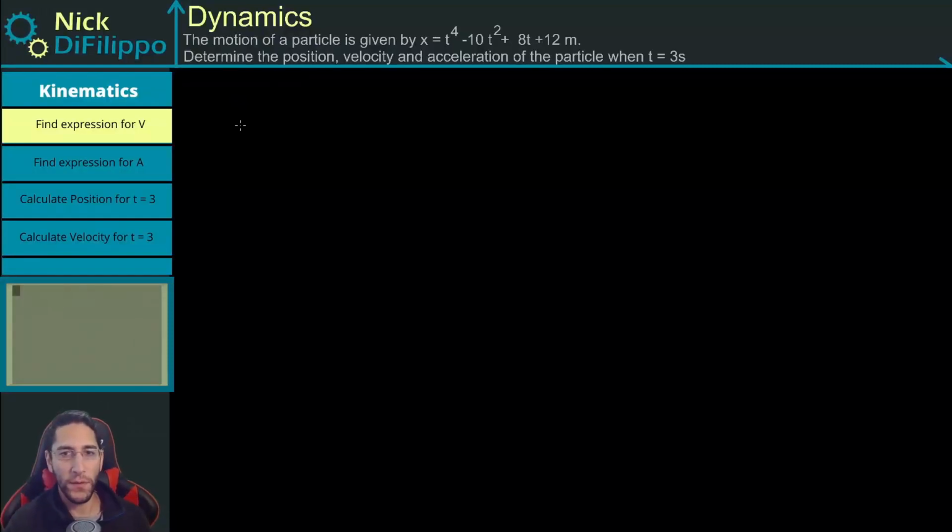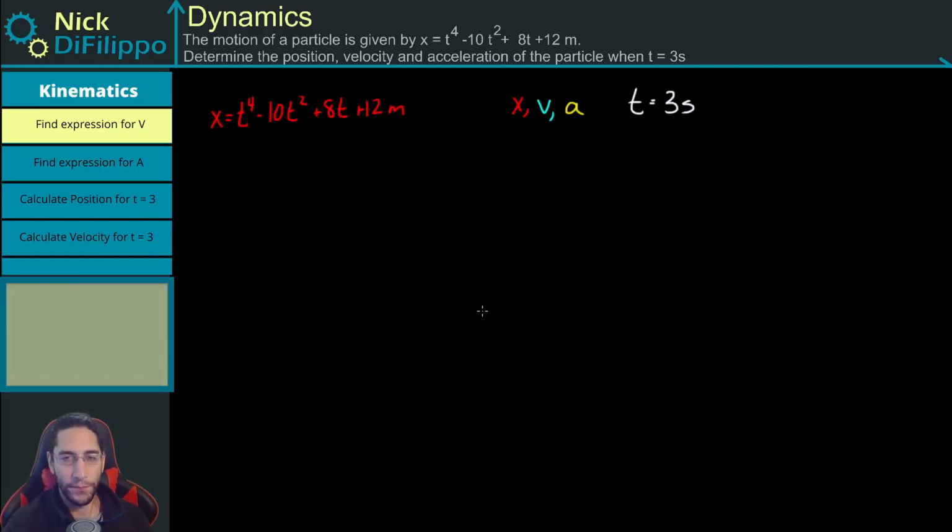In this problem, we are told the position of a particle is given by the equation x is equal to t to the fourth minus 10t squared plus 8t plus 12. And what we are asked to do is determine the position, the velocity, and the acceleration when t is equal to 3 seconds.